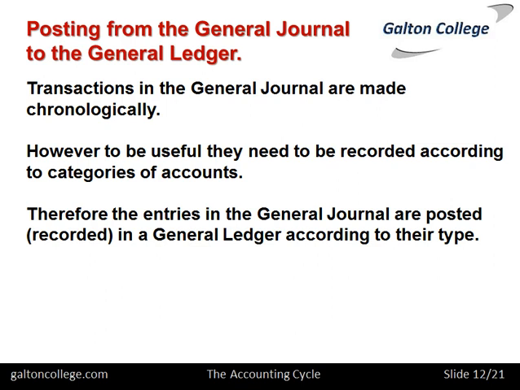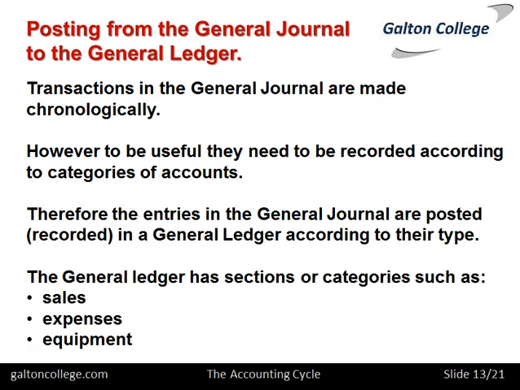So now they're in two. They're in the general journal, which is an account of everything according to date. But they're also in the general ledger according to their type. And the general ledger has sections or categories such as sales, expenses, equipment.